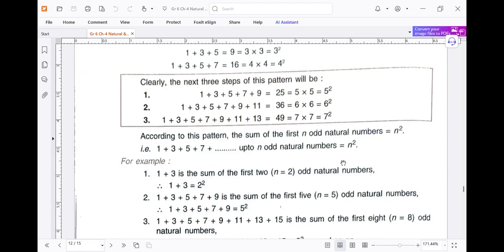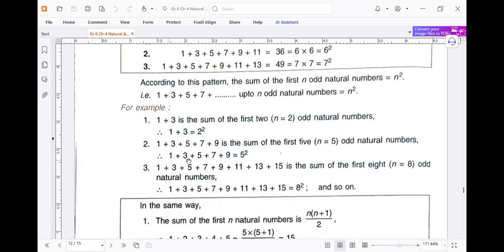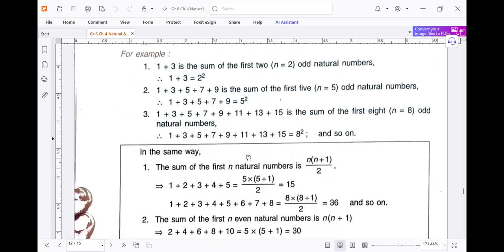So according to the pattern, the sum of the first n odd numbers is n square. n is basically how many terms or how many numbers you add, and you have to square that many, right? Understood? Yes. Now 1 is the pattern, the next odd number is 2, so it is 2 square, then 5 square, then 8 square, and so on.